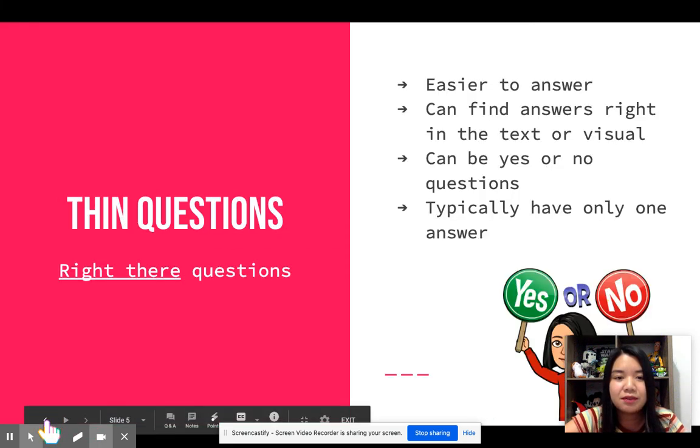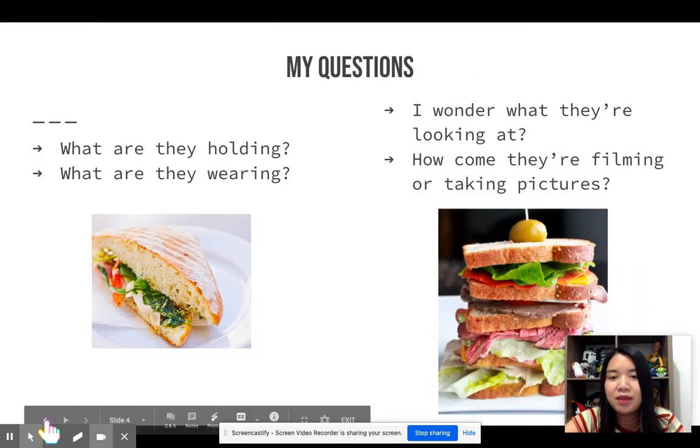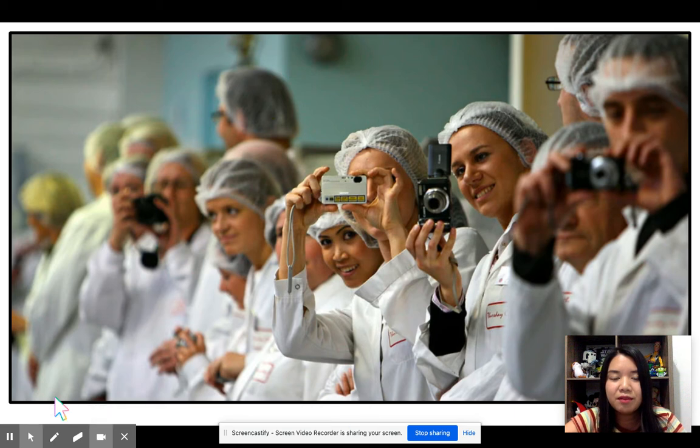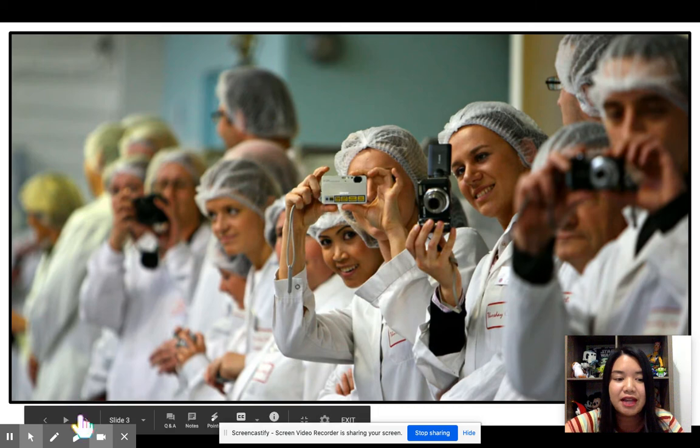So let's go back to what I've asked, okay? I said, I wonder what they're looking at. How come they're filming or taking pictures? Can we see what they are looking at? What about why they're filming? Can we look into why they're filming? No, we need to maybe look at the larger picture, or if this was a text, we might need to read on to figure out what the author is trying to tell us, okay?